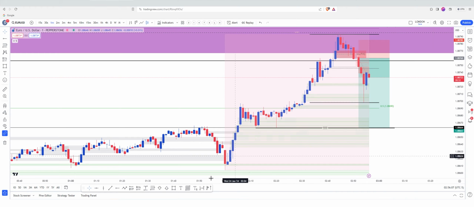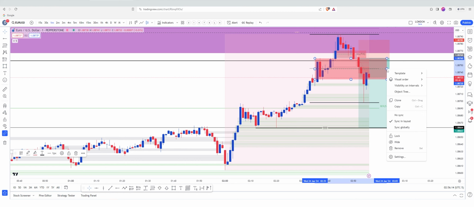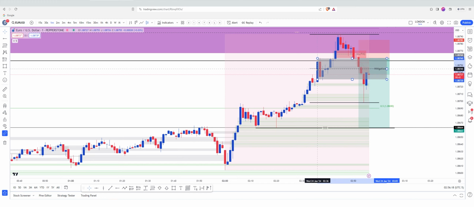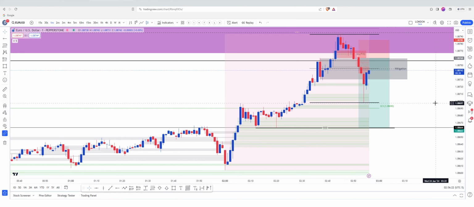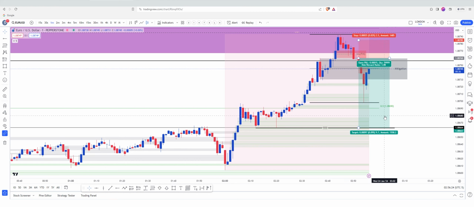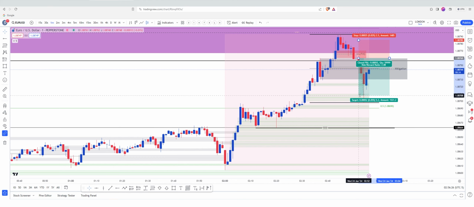We've got this acting as a breaker block now, or a mitigation block, whatever you want to call it. Potential resistance. I'm going to put this here so we can see we have hit take profit.